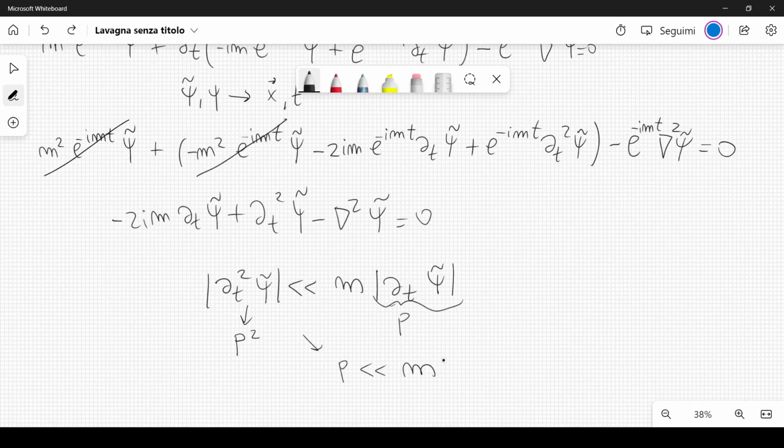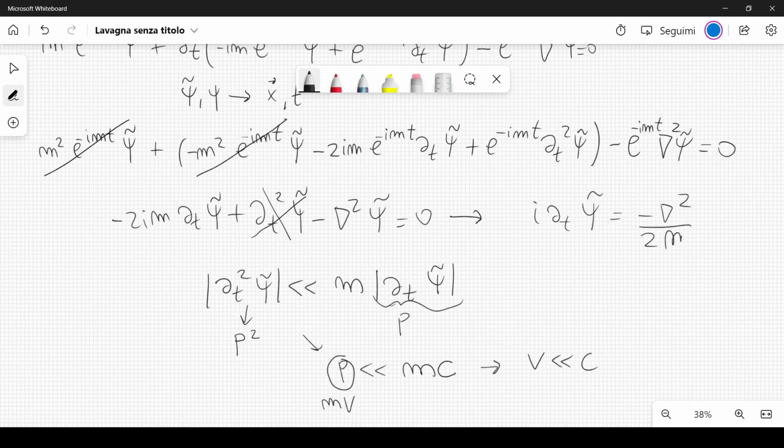And if we put our units back, here we would have mc, right? And momentum would be m times v, the velocity of the particle. So of course the velocity v is much smaller than the speed of light, right? That's why we can make this assumption, and therefore this term would be neglected. So this is negligible. And lo and behold, what you find from here is i dt psi tilde equal to minus del squared divided by 2m psi tilde. And what is this? Well, this is the Schrödinger equation.